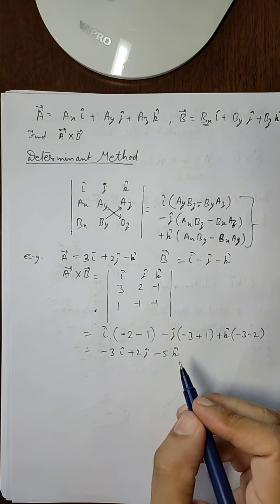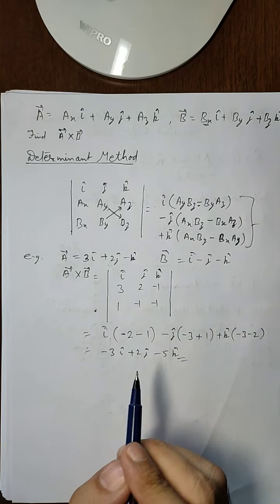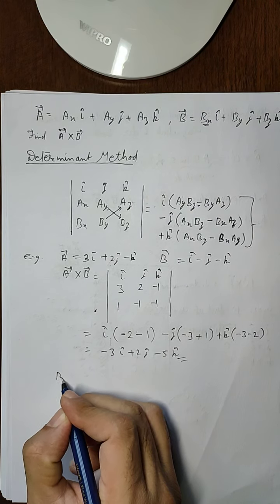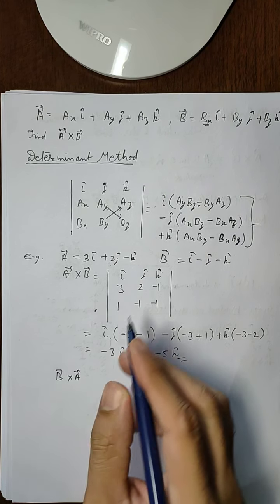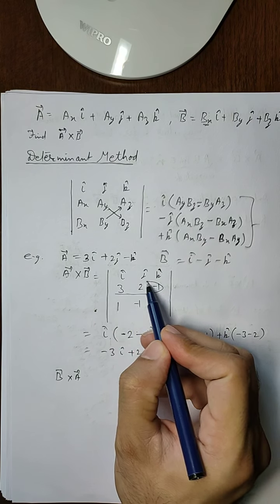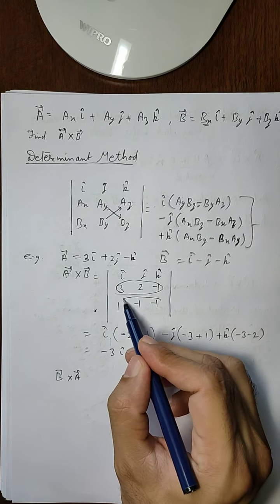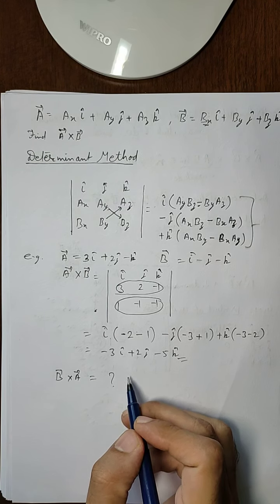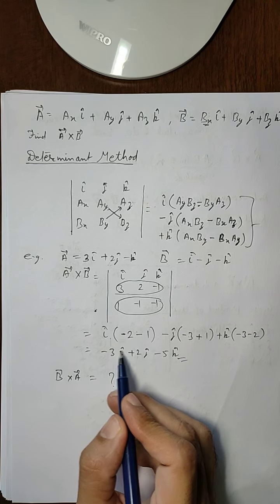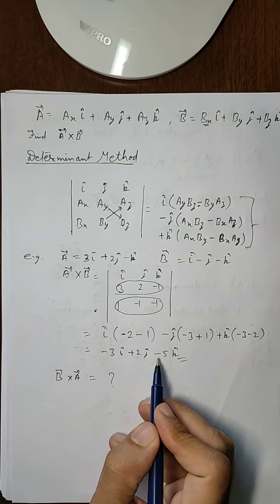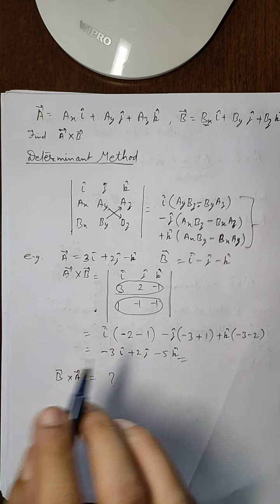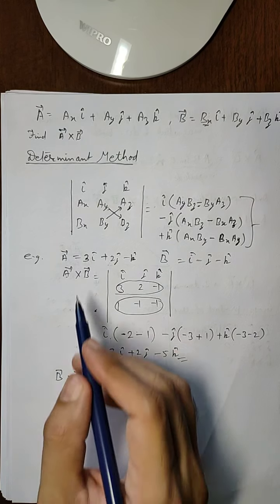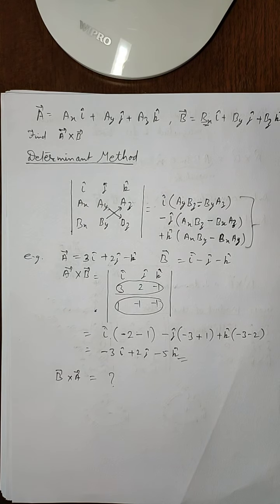So this will be the solution of the cross multiplication of this. Now if you do B cross A, then here will come the coefficients of B, and here will come the coefficients of A, and try doing this yourself. You will find that the direction will be reverse of this vector. All the minus and plus signs will get reversed, so you will know the difference between A cross B and B cross A.